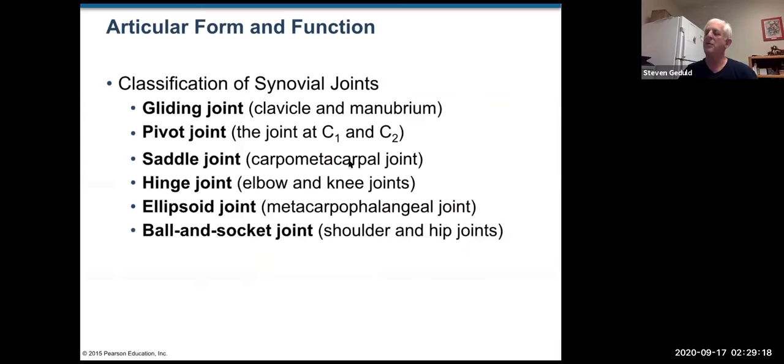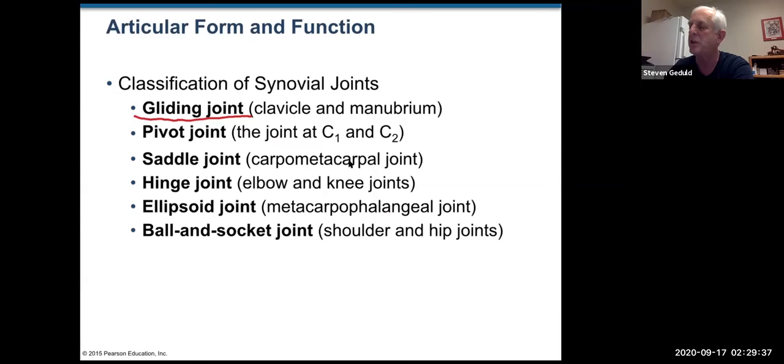Okay, synovial joints can be classified. Synovial joints, remember, have synovial fluid, they have articular membrane, they have 6 factors in common with each other. You can have a gliding joint, like your clavicle and your manubrium.